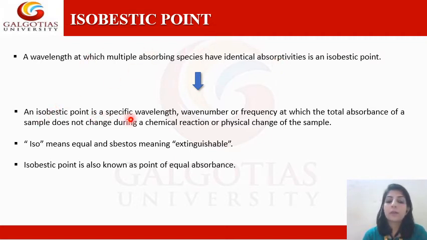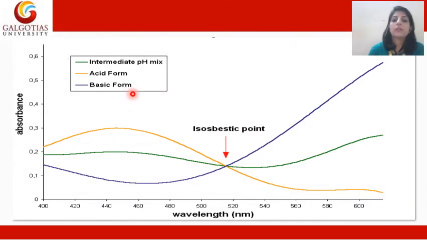An isosbestic point is a specific wavelength, wave number or frequency at which the total absorbance of a sample does not change during a chemical reaction or physical change of the sample. So iso means equal and sbestos means extinguishable. Isosbestic point is also known as the point of equal absorbance. So this is your example of isosbestic point.